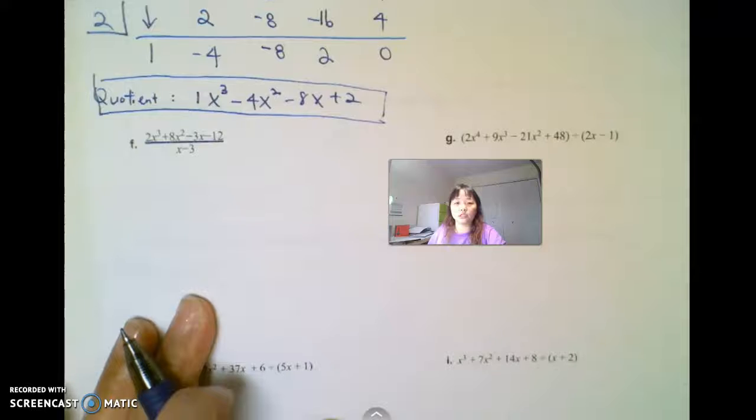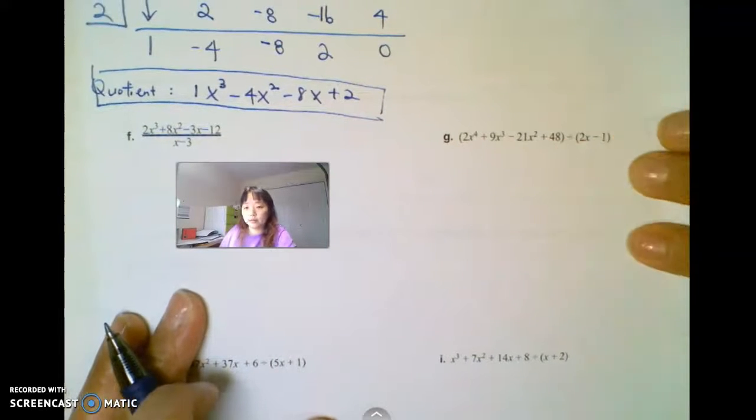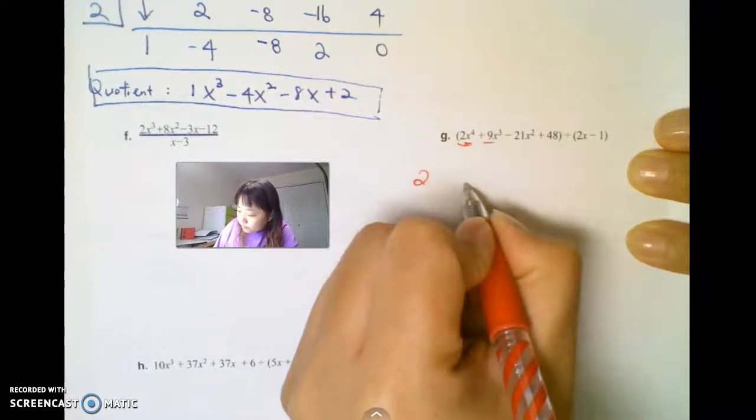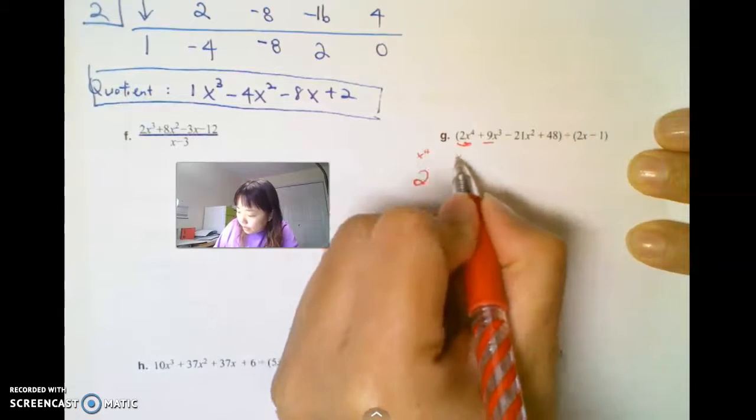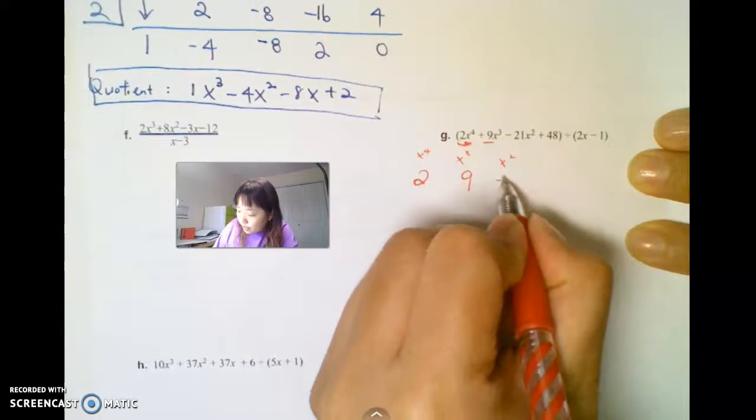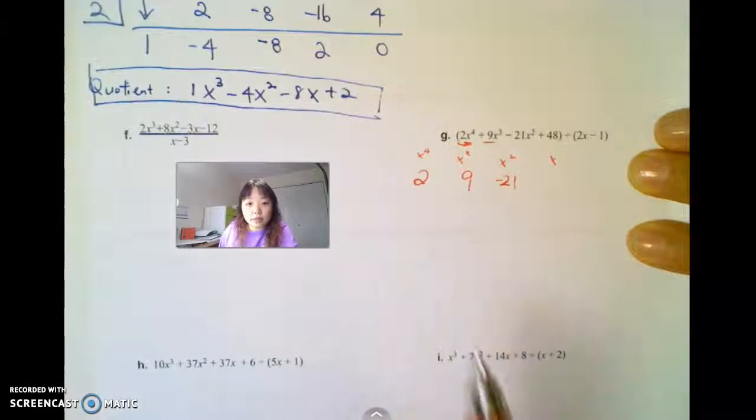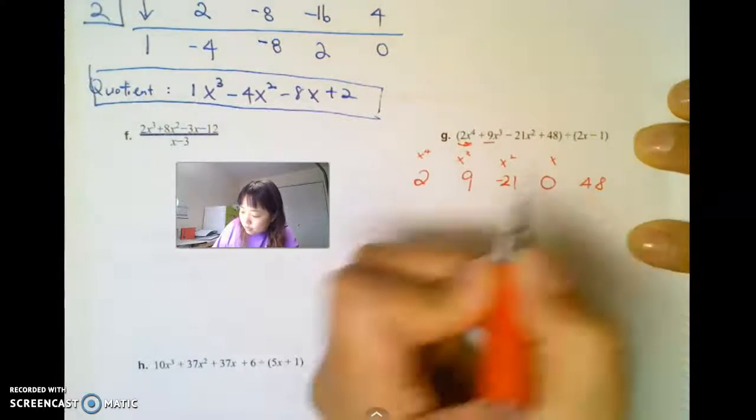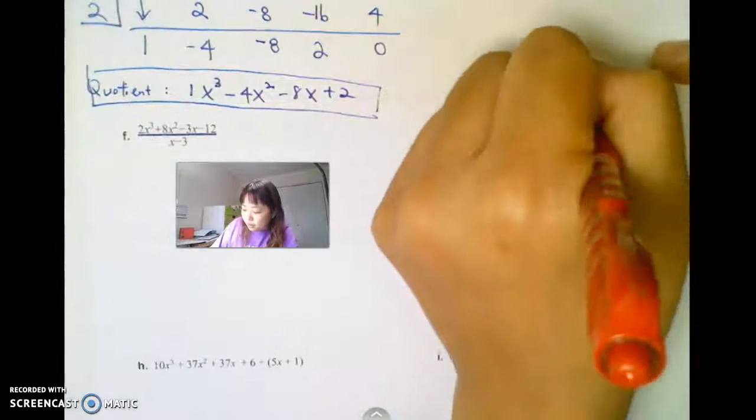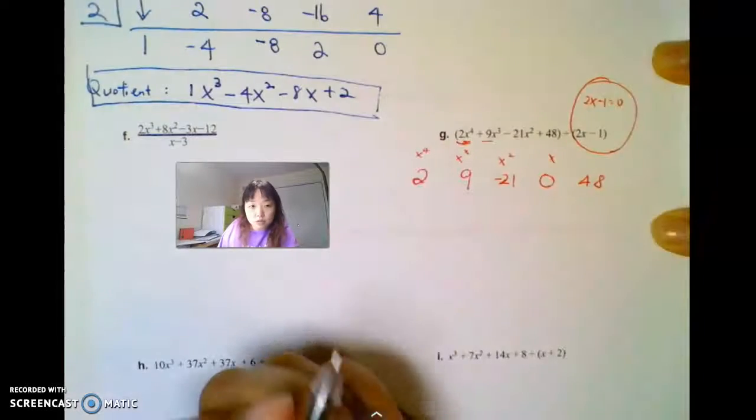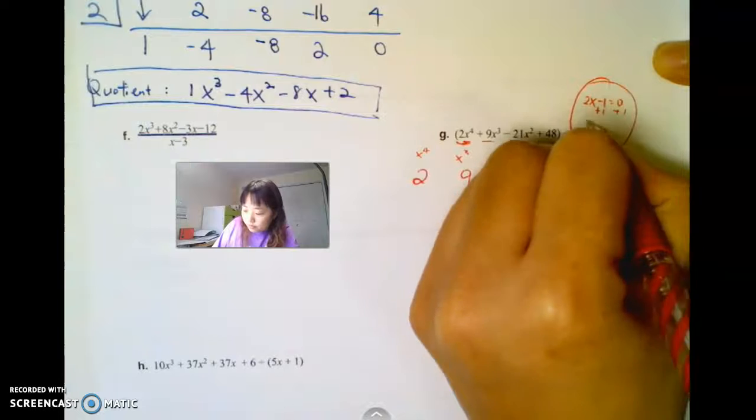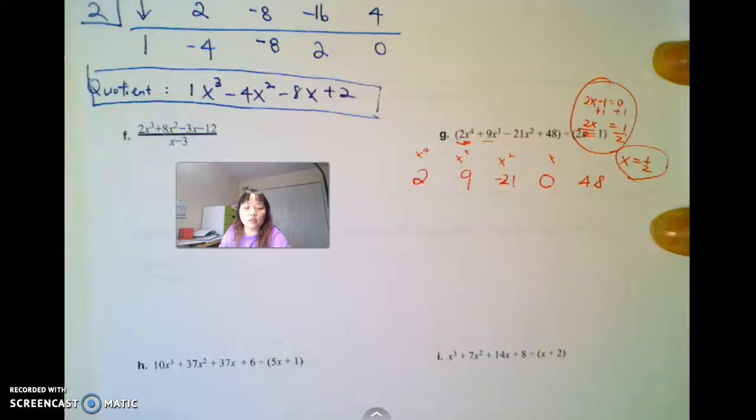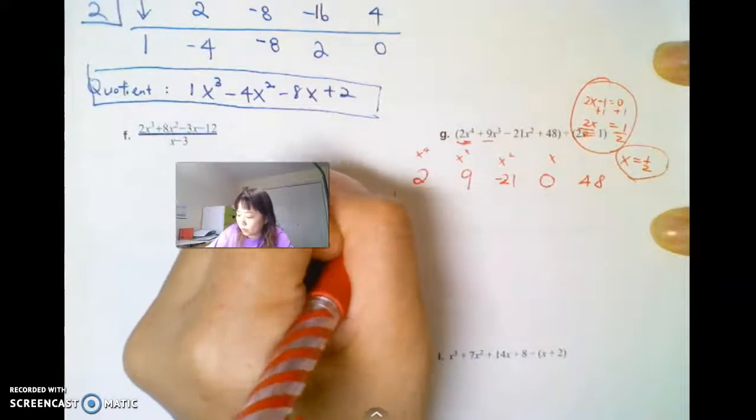Alright, I'm gonna do G. I'm moving my face over here. Coefficient 2, 9, x to the fourth term, x to the third term. Is there an x squared term? Negative 21. Is there an x term? Look, it's missing. Ah, missing. You have to put 0. Then 48. Okay, what are we dividing this by? 2x minus 1 equals 0. So you add 1. 2x equals 1. Divide by 2. Oh my gosh, it's a mess. X is 1/2. So now we're dividing this by 1/2.